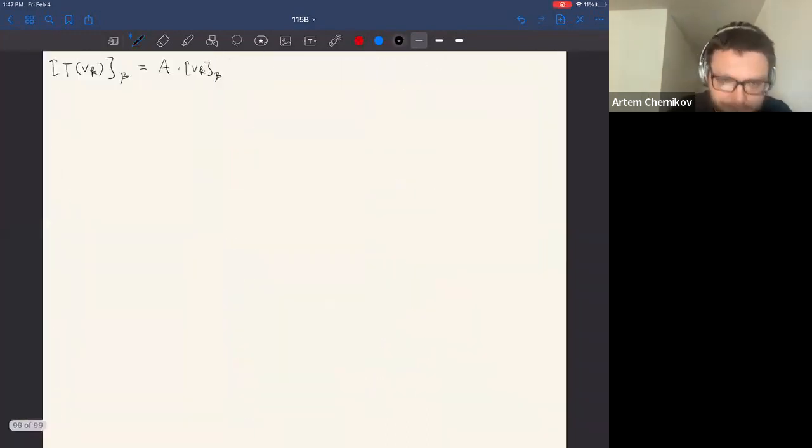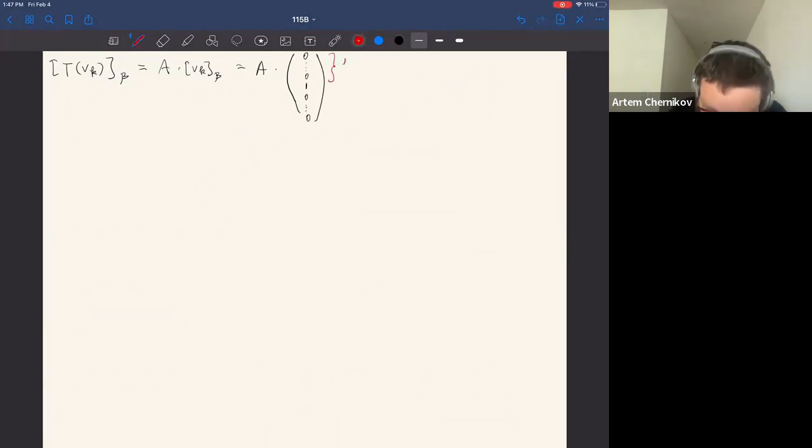So multiply by A. Now this is the same as A times, and what do we know about this vector? We have zeros, then we have 1, and then we have zeros again, right? Where this is the first k minus 1 columns, we have 1 in the kth position, and we have zeros after that again, n minus k. Okay, so let's spell this out.